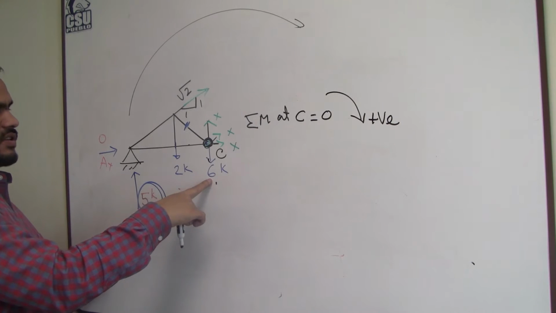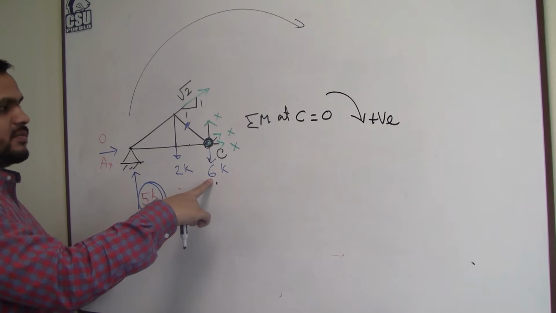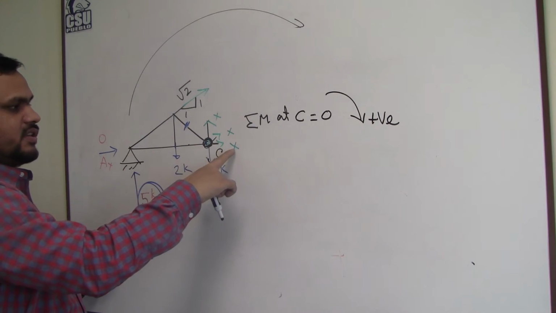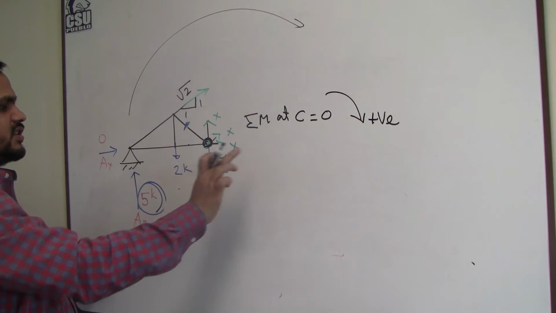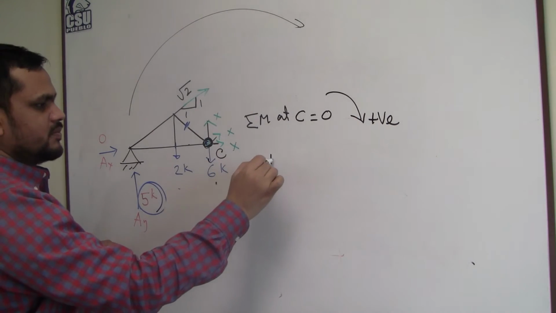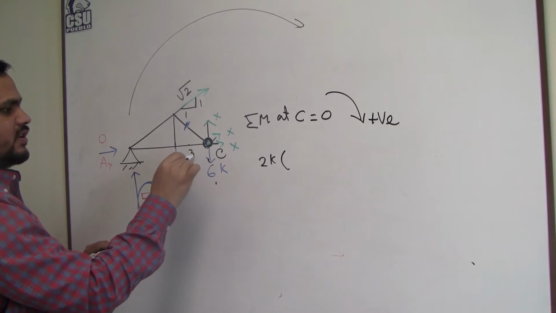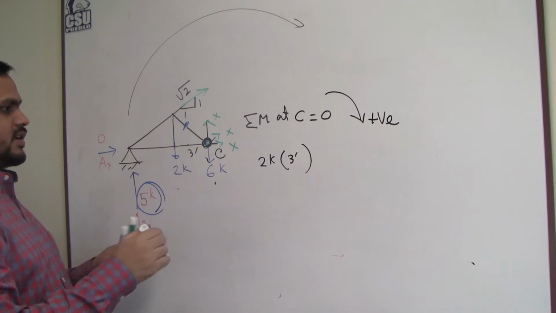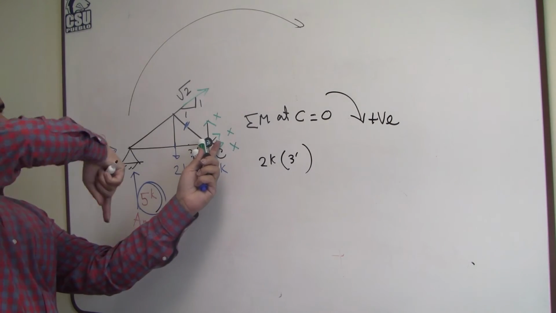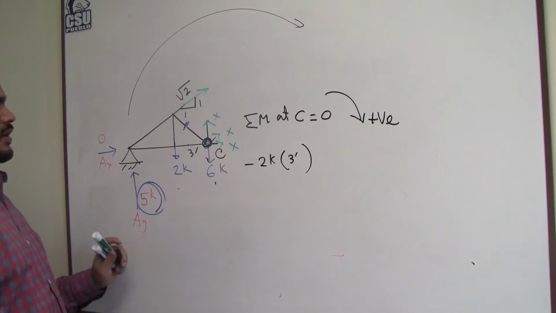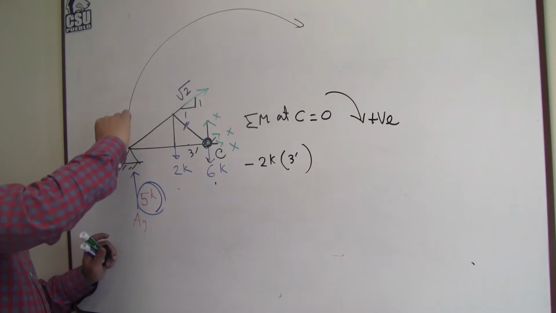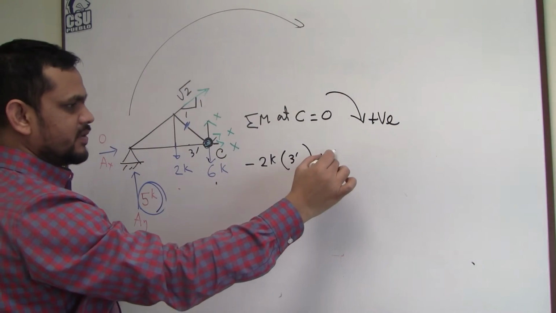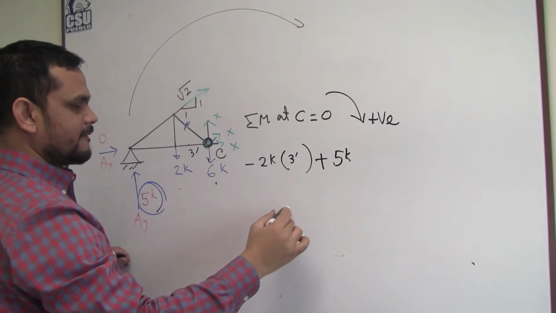Okay, my first force 6, it will vanish because distance is 0. So forget this force. 2 kip times 3 feet. We know it is 3 feet. Clockwise or anti-clockwise about this point? Counterclockwise, so minus. My next force is AY. It will give me clockwise, so positive. AY I got 5 kip.